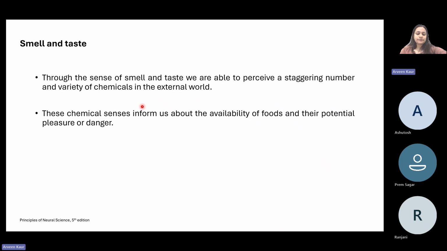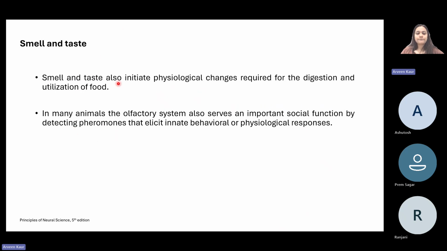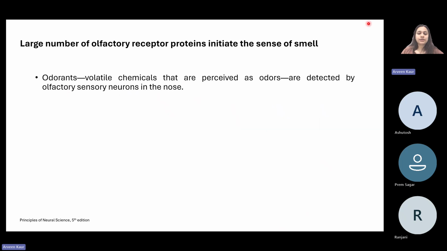These chemical senses inform us about the availability of foods and the potential pleasure or danger, right? Smell and taste also initiate physiological changes required for digestion and utilization of food. And in many animals, the olfactory system also serves an important social function by detecting hormones that elicit innate behavioral or physiological responses. Right? A large number of olfactory receptor proteins initiate the sense of smell.